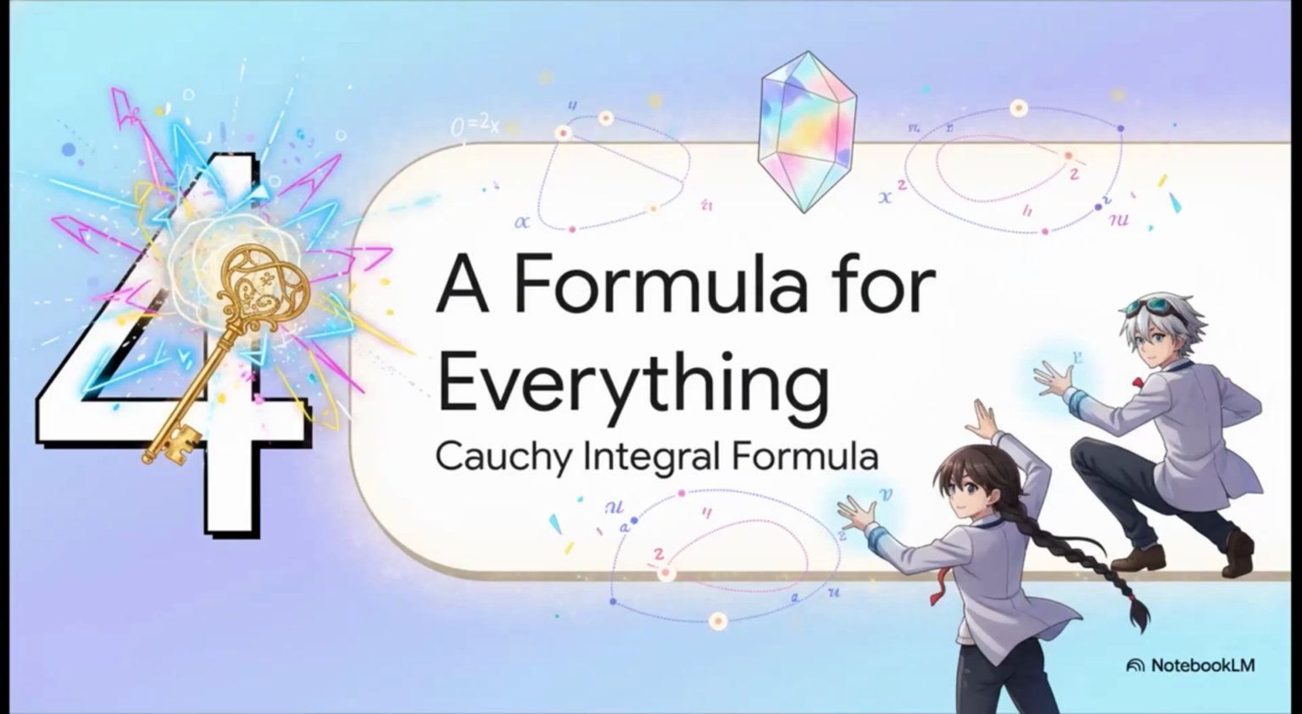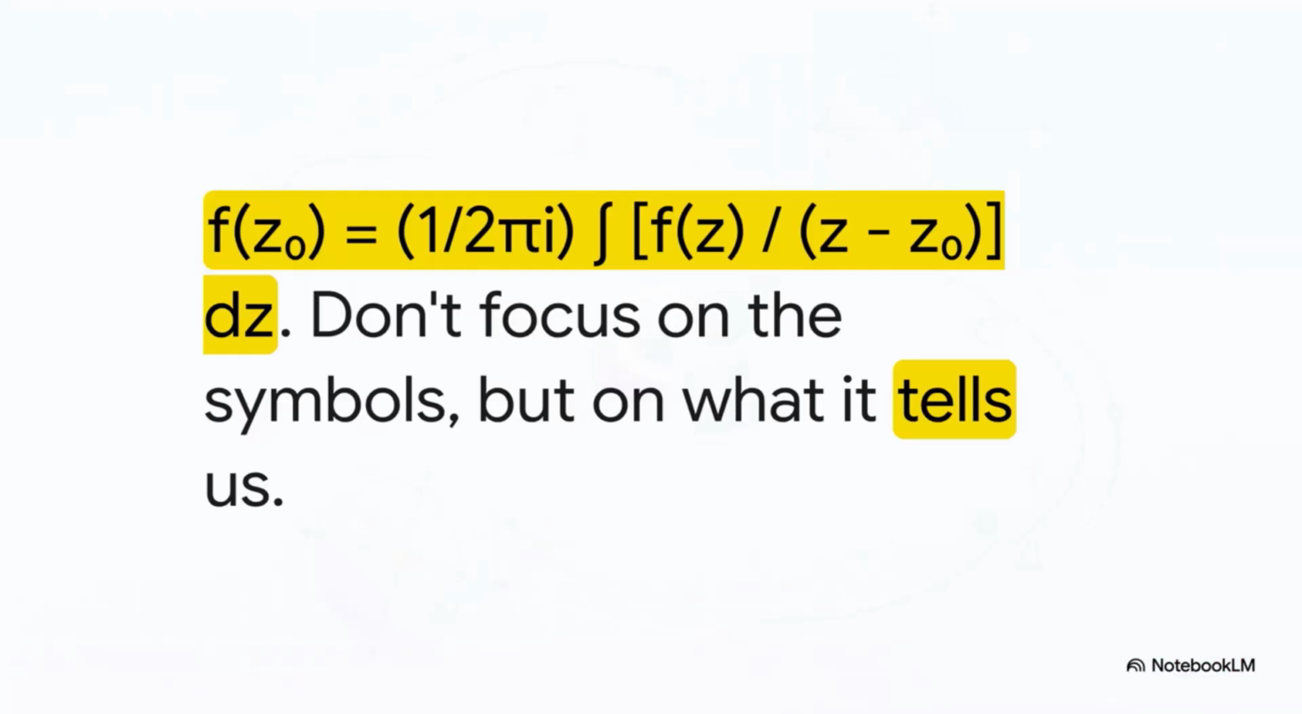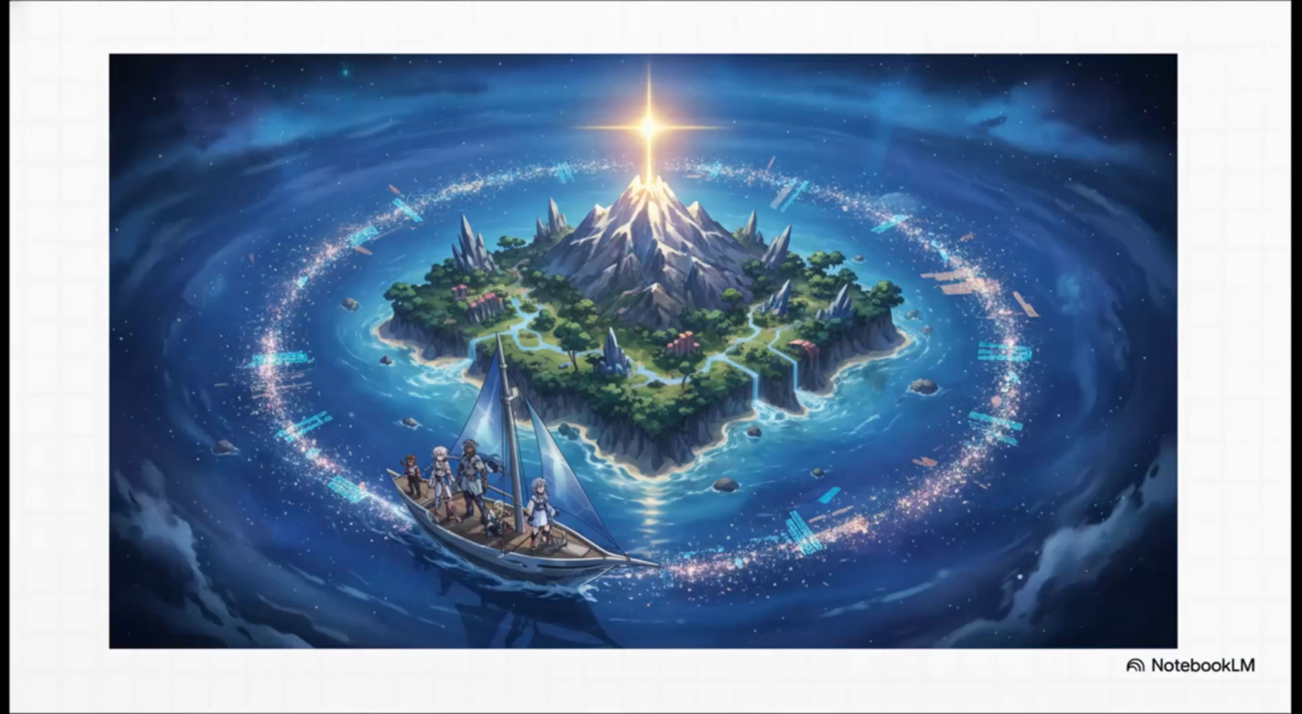And that amazing result leads us right to the climax of our whole journey, a formula that seems like it has to be magic. It's called the Cauchy integral formula, and it's basically a mathematical superpower. Now, don't get intimidated by all the symbols on the screen. Seriously, we're not going to focus on the mechanics of the formula. We're going to focus on what it tells us, because what it tells us is one of the most profound ideas in all of math. So here's what it really means.